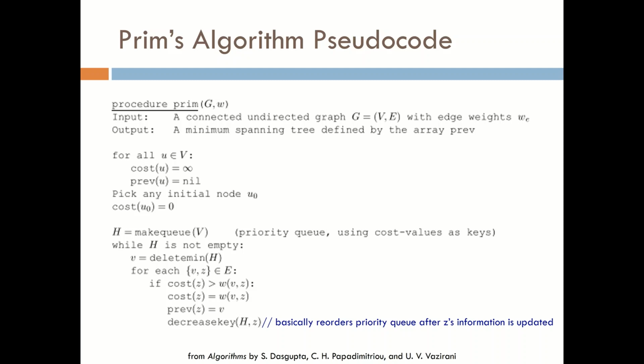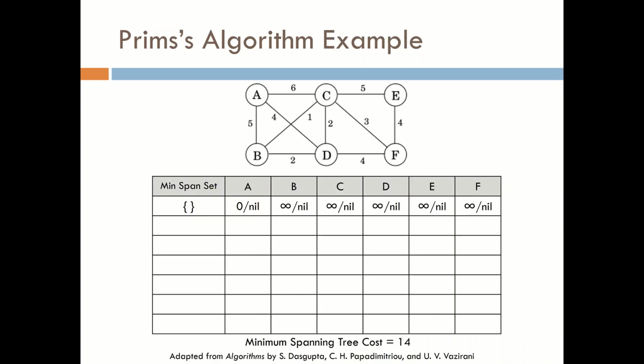Let's walk through an example of Prim's algorithm. We have set up a table that is very similar to the one we used for Dijkstra, and we've got the graph that is shown above, and we will begin at vertex A, and that's just an arbitrary decision. The idea is that we eventually want all of the vertices to be highlighted as being part of the minimum spanning tree.